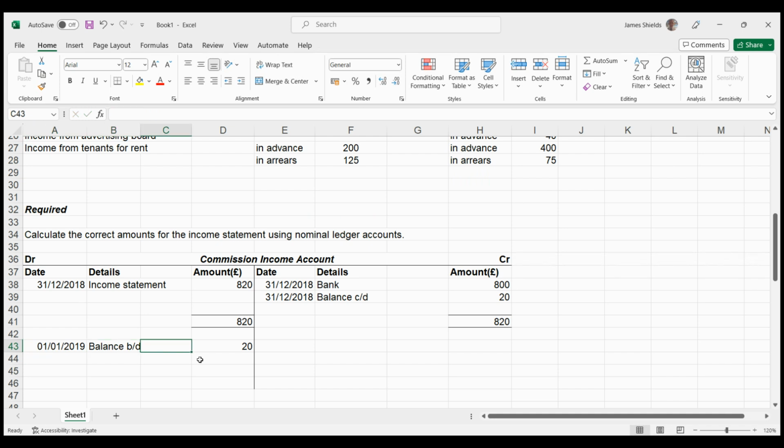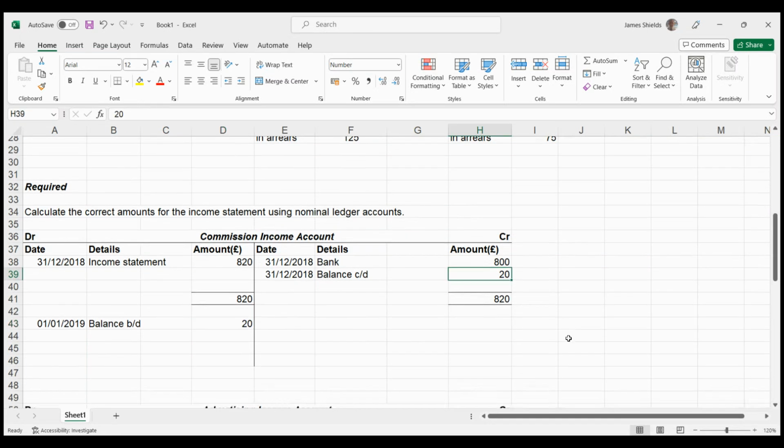Now remember, in your exams, if you have a balance carried down, you must always put the balance brought down, because there is very, very often a mark for putting both the carried down figure and the balance brought down figure. If you only have the balance carried down, you will lose out on the mark. So that's that commission income account.